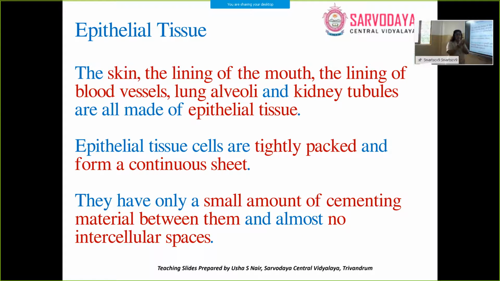As the cells are tightly packed, there won't be much space. They'll have a very small amount of cementing material between them, the attachment between one cell and another. So a very small amount of cementing material, and almost no space. When tightly packed, it is understood that they'll have no space between them, and they will form a continuous sheet. These are the features, the examples I've given. We'll move on.